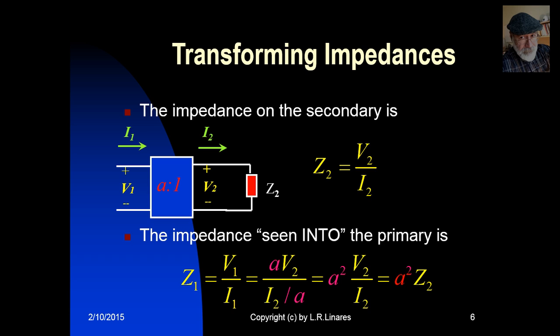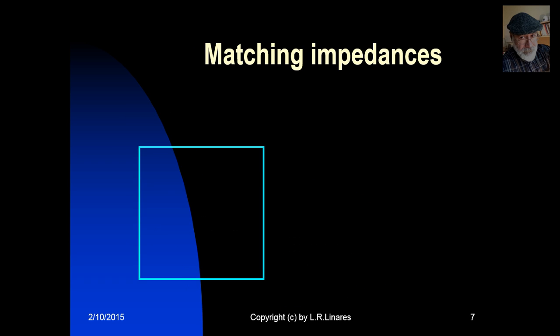Of course, we could use it backwards and connect the Z2 on the higher voltage side, and in that case, the impedance on the far side is going to be Z2 divided by A squared, your choice. Going up, to higher voltages, we multiply by A squared. Going to a lower voltage side, divide by A squared. What do we use that for?